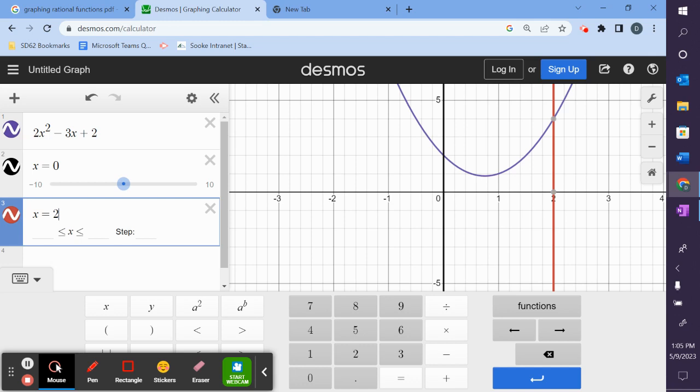Okay, so here's what the graph is. Here's the graph of 2x squared minus 3x plus 2. X equals 0 is the vertical line at the y-axis, this one right here. X equals 2 is this vertical line here, and then bounded also by the x-axis, boom. So the area we're finding is that, okay?